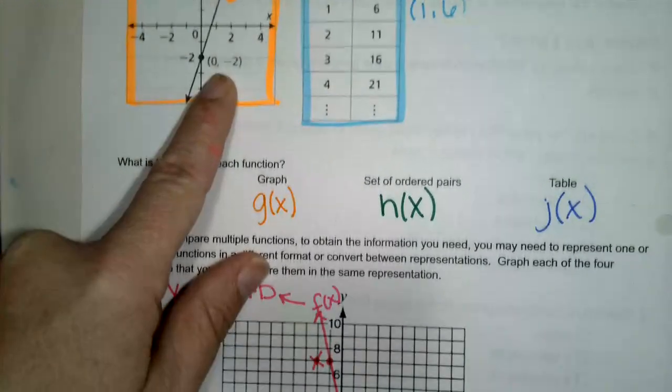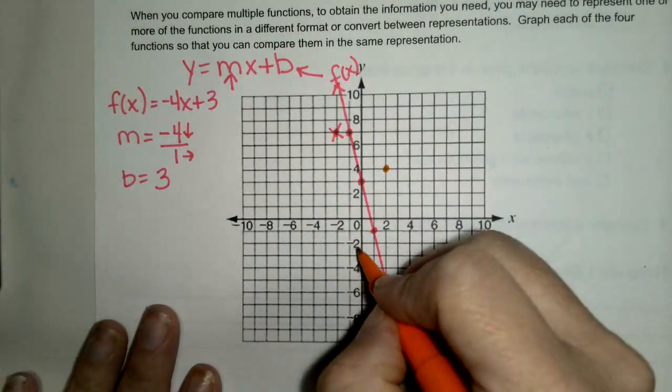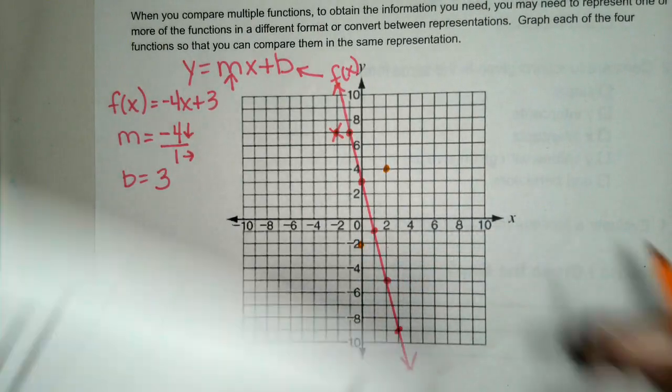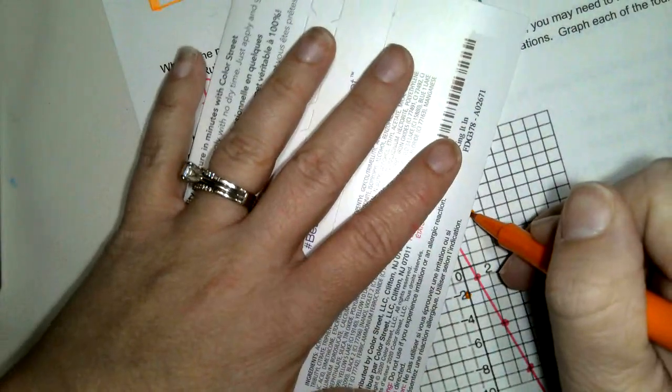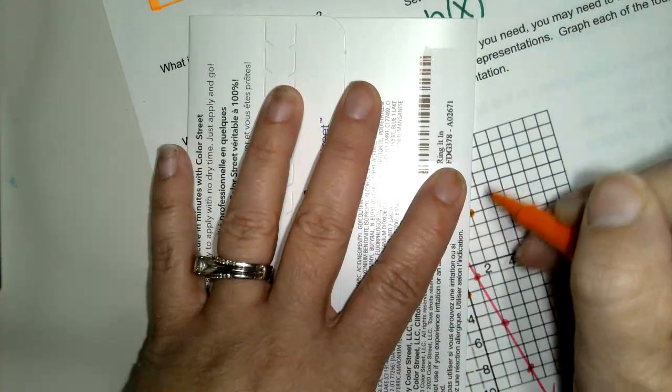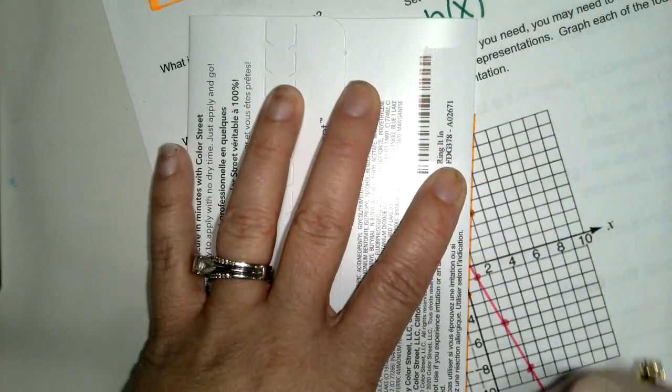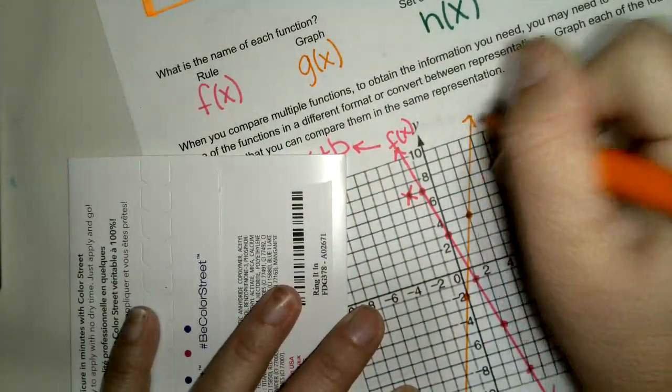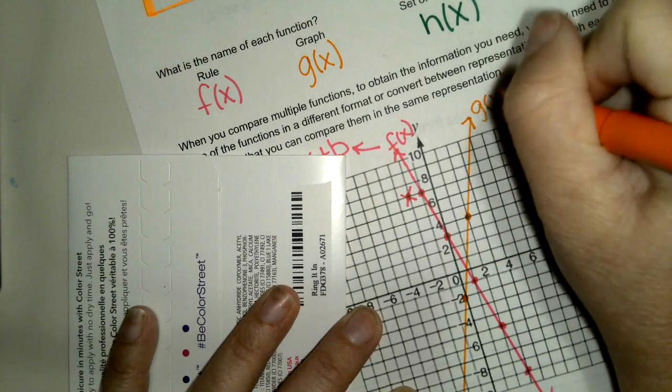The second ordered pair that it gave me was 0, -2. So I'm going to plot that point down here, 0, -2. And then I'm going to connect those 2 points. Once I connect those 2 points, then I'm going to label that line. I'm going to label it g of x, since that's its name.